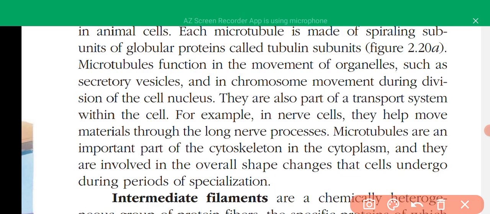Then there is the movement of chromosomes during cell division. It also takes place with the help of microtubules, and they are also part of the transport system within the cells, like nerve conduction, and they help movement of materials inside and outside the cells. So they are an important part of the cytoskeleton, and they maintain the shape of cells, and they can change during the period of specialization and help in proper shaping of the cells.